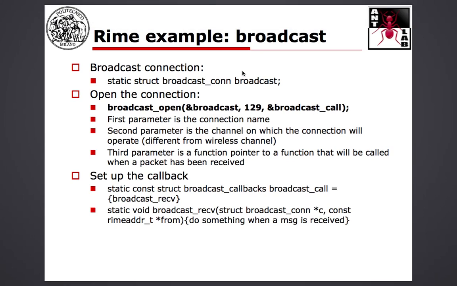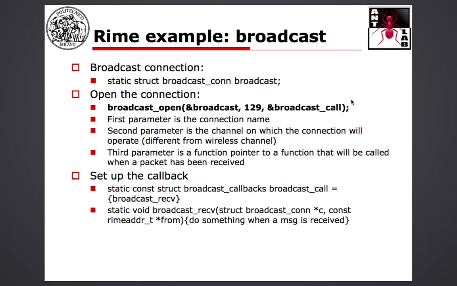You have to declare what kind of communication you want to use. For example, this is the case for broadcast communication, so a message which is transmitted on the air and everybody can hear it. You have to declare an object, basically a variable, which is of type broadcast connection. Then you have to open it on a particular channel, which is similar to the AM channels in TinyOS, or the ports in TCP. It's not the frequency channel that you use, but a logical channel that you use to differentiate messages.